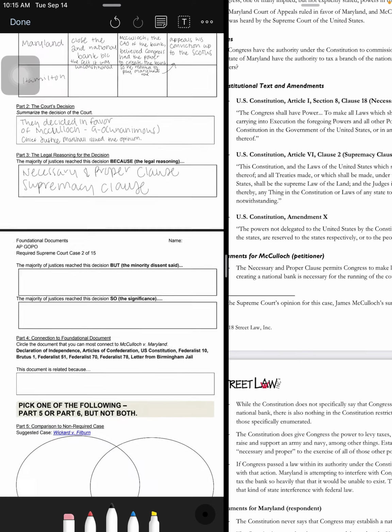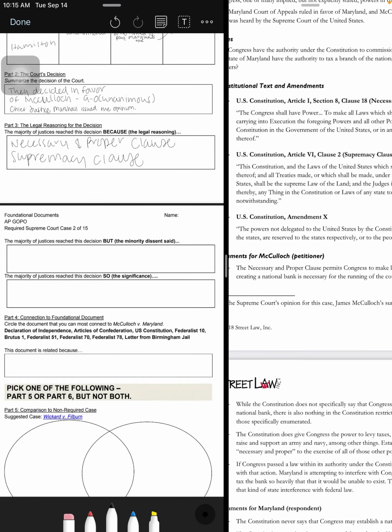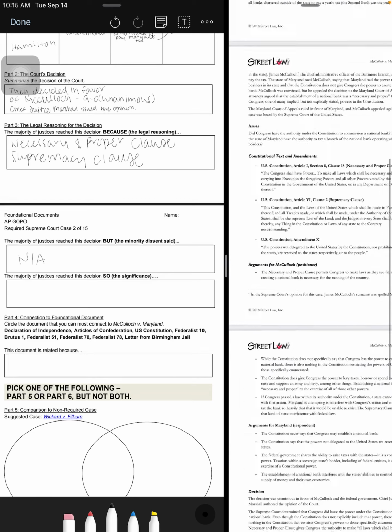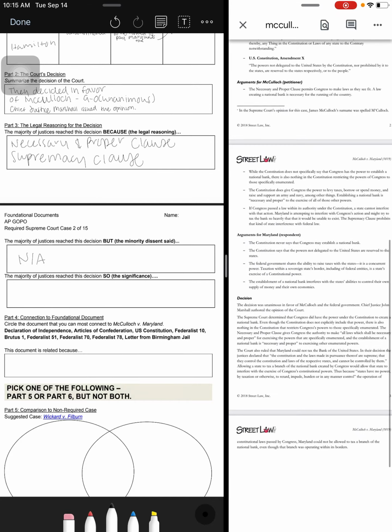And then the second piece here says majority of justices reached this decision, but what did the minority say? There is no minority in this case because it was a unanimous decision. So we're just going to write an N/A in here. And then what's the significance of this case? In other words, why are we still talking about this case?